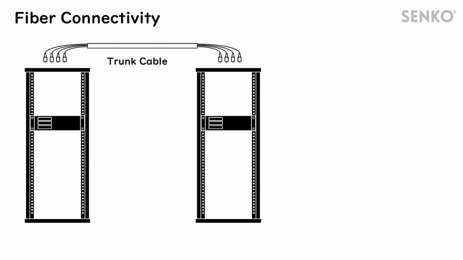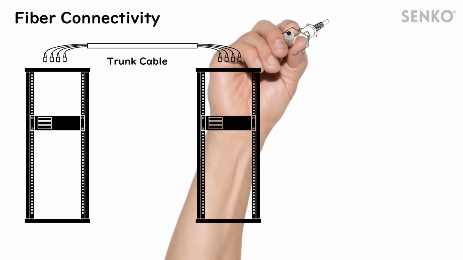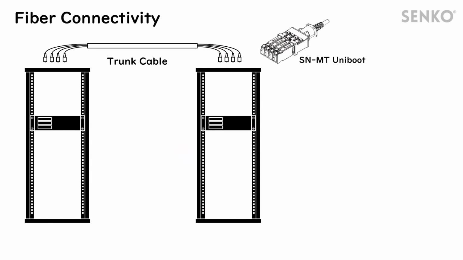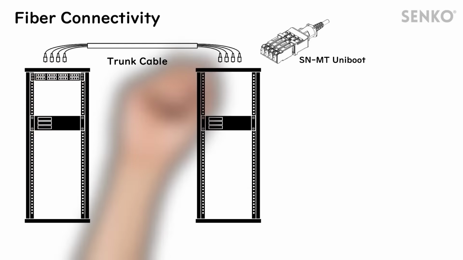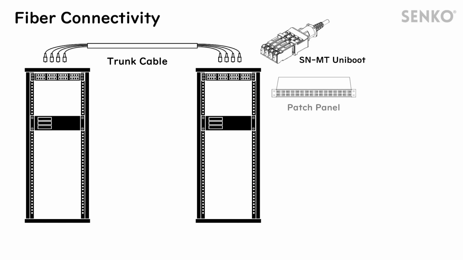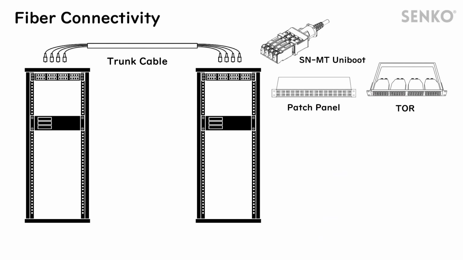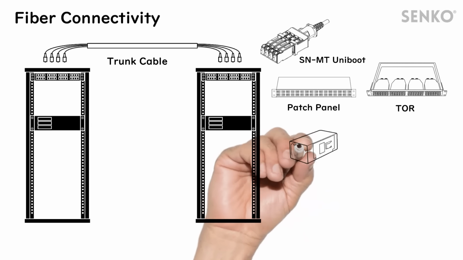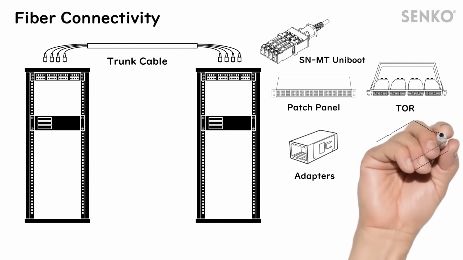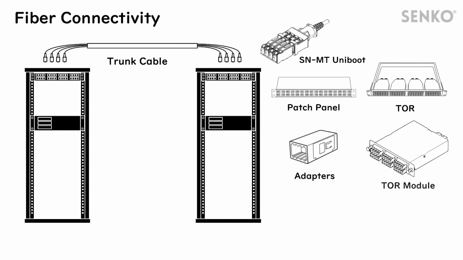However, as the point of connections increases, installing each connection individually using the point-to-point method is not an effective solution. Trunk cables that have high fiber counts that are pre-connectorized on both ends reduce the number of cable runs between racks. The use of multi-fiber connectors, such as the SN-MT Uniboot connector, will also reduce the number of connectors needed, allowing for quicker installation. These trunk cables are usually connected in a patch panel or top-of-rack module, which presents itself to the trunk cable connectors in the rack.